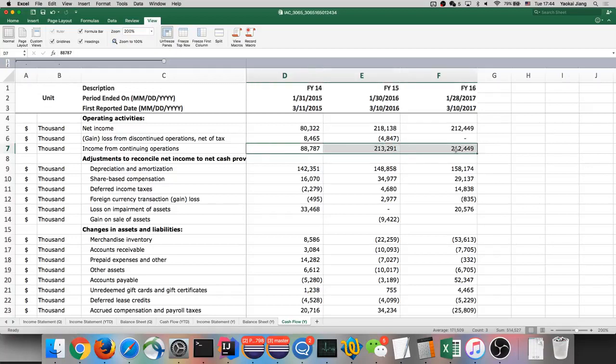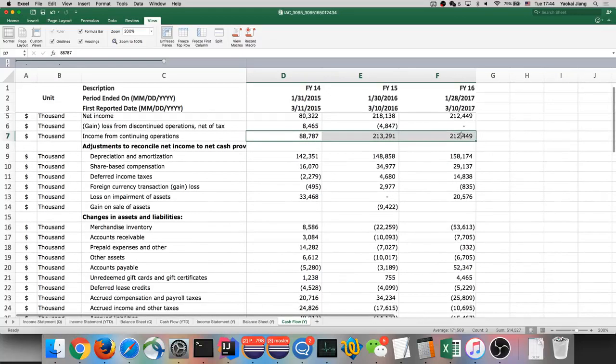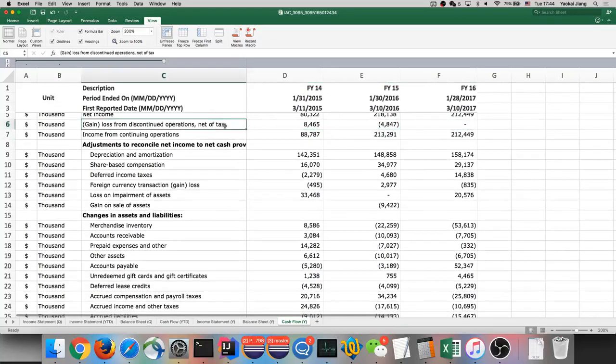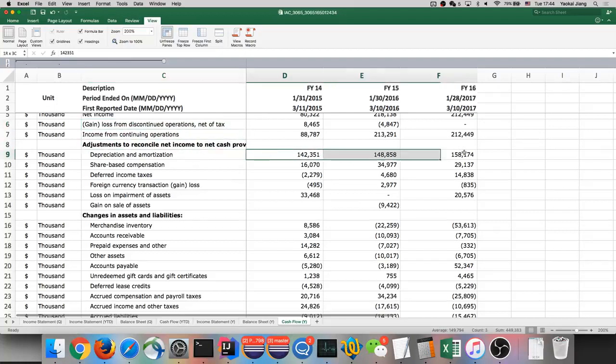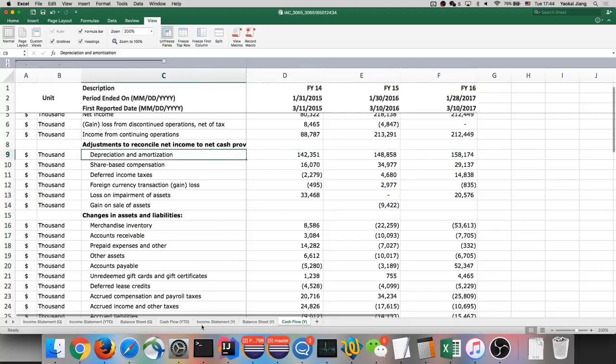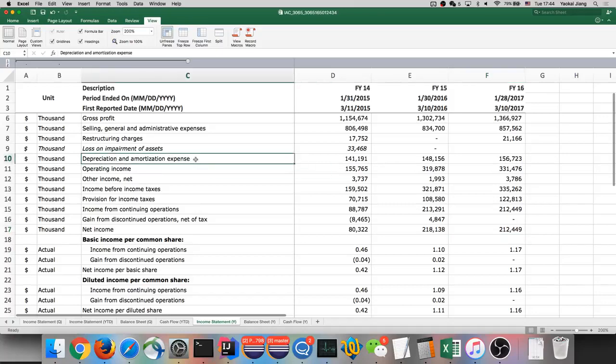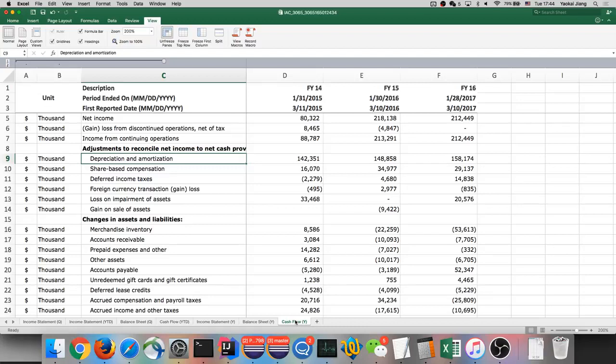So yeah, income from continuing operations. The difference is only this line. Basically, if you shut down something, then it would either give you cash or take away cash. Depreciation and amortization is a non-cash item that is deducted in the income statement. You can see depreciation and amortization. It's a non-cash item because once I bought the computer, even though it depreciated, I don't pay additional for the depreciation. So you have to add it back to the earnings to remove the effect of this item.